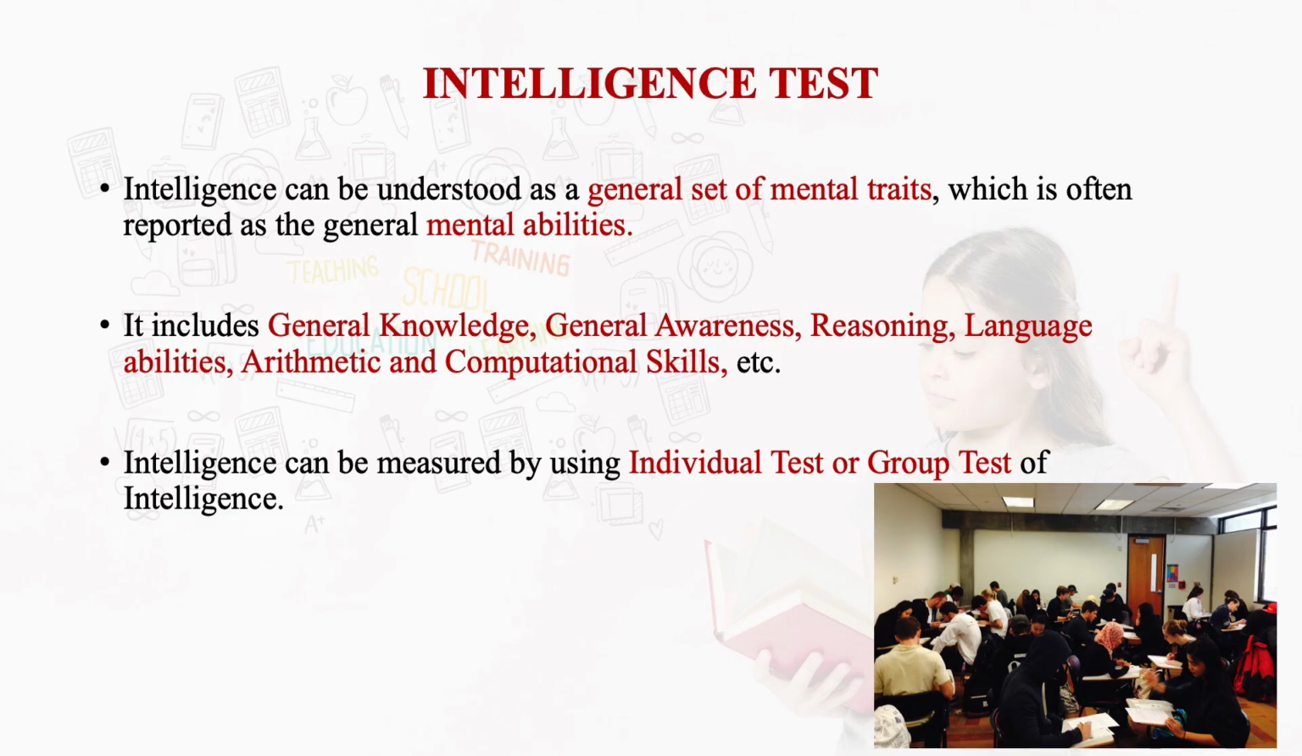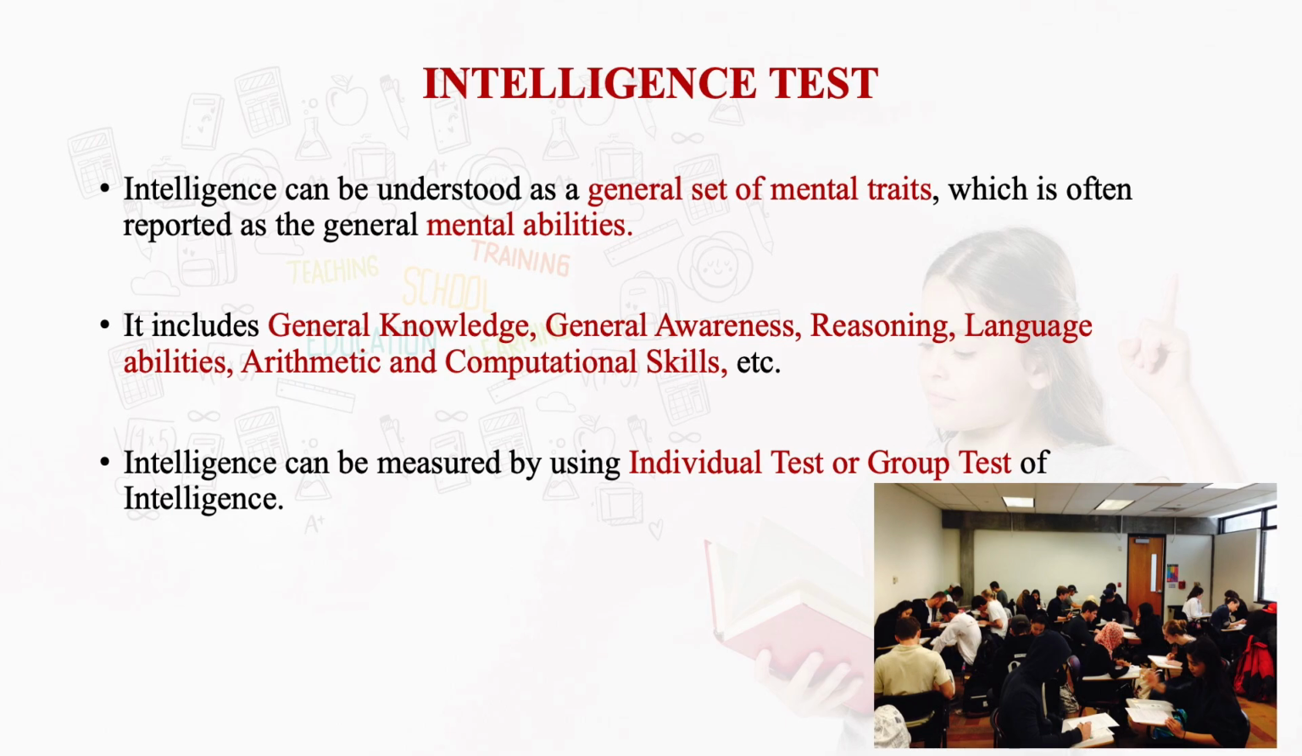So in an intelligence test, you will find that the questions are arranged in different components, in different sections, and the questions from different sections may be from general knowledge, general awareness, reasoning ability of the learner, then language ability or language skill, then computational skills, and so on. The performance of the learners in all such areas will determine the general mental ability of the learners, and we can measure the intelligence of the learners.